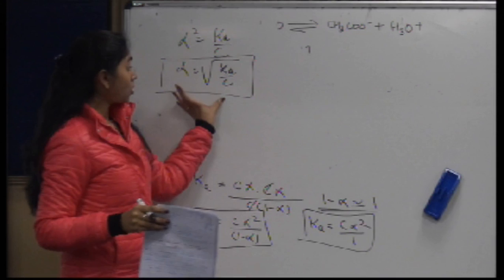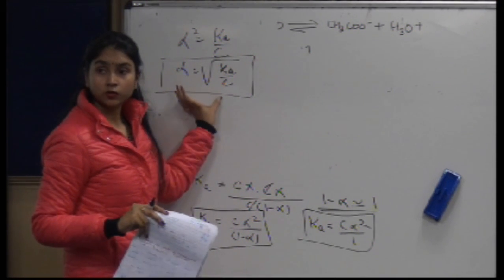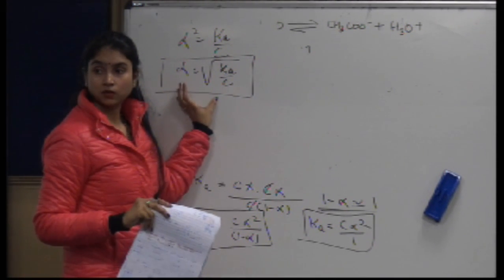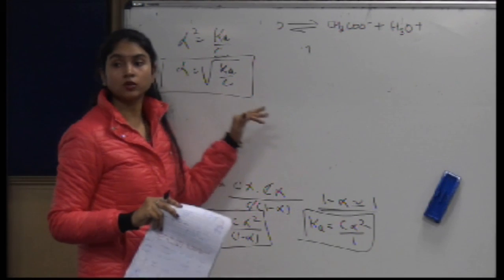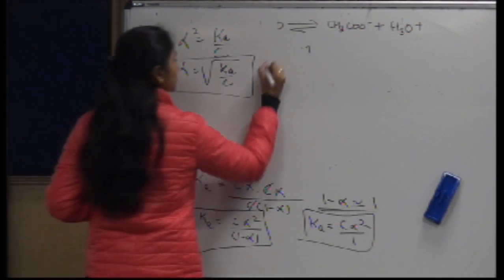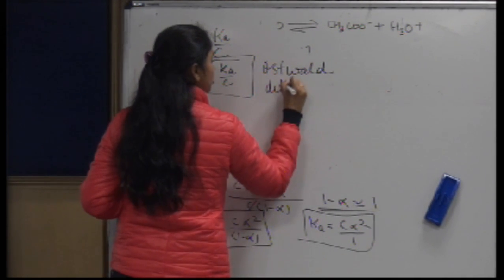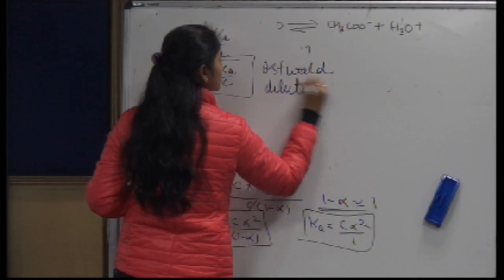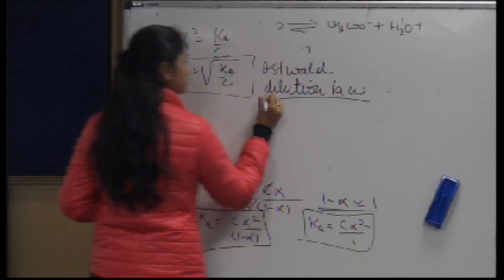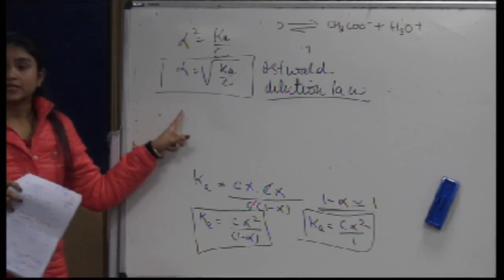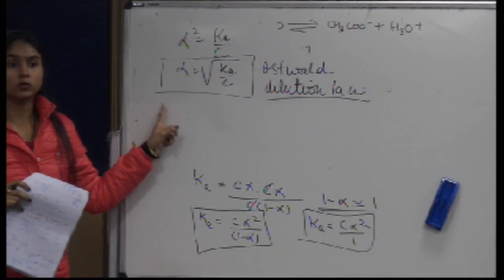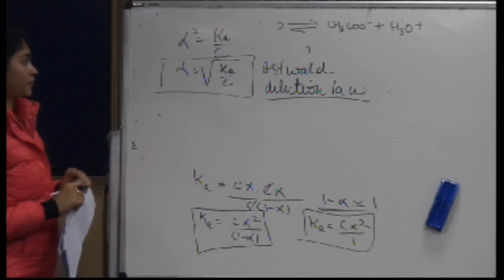Now is there any law? Do you know what this is called? Ostwald dilution law. Okay, this is known as Ostwald dilution law for weak acids. Okay, this is Ostwald dilution law for weak acids.